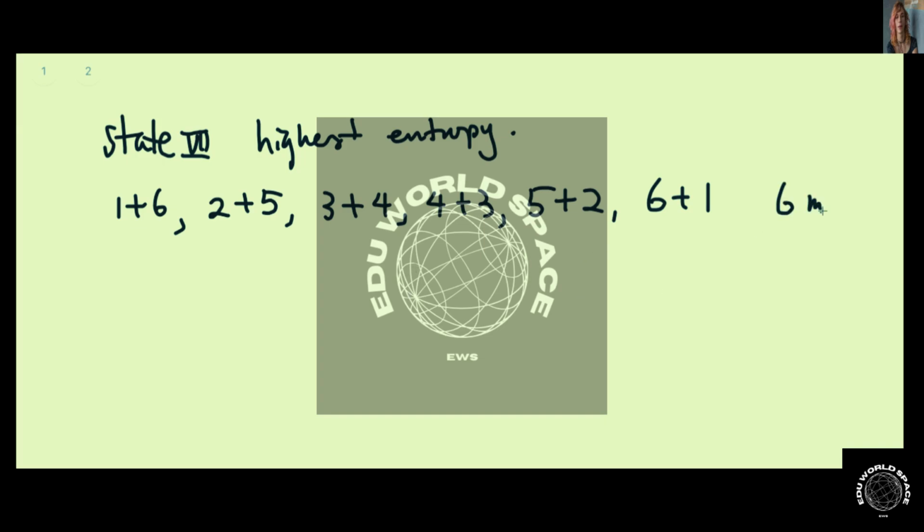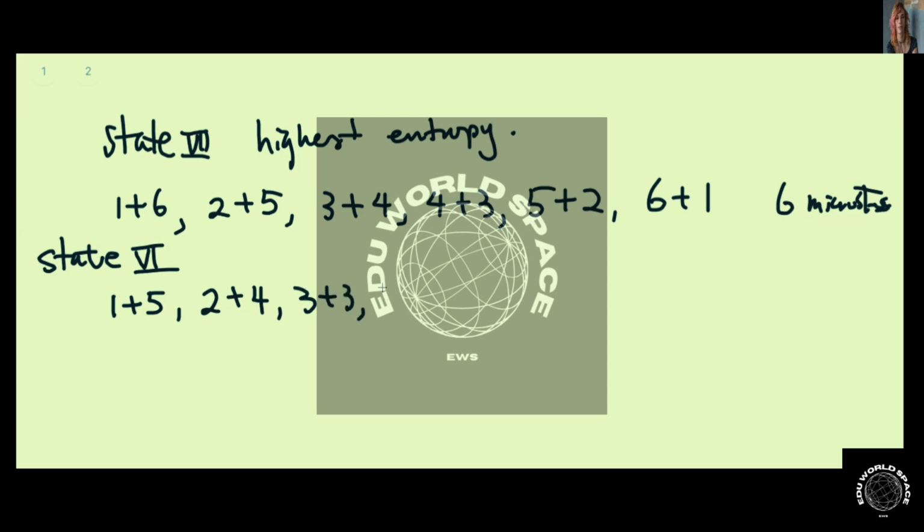So 6 microstates. And if we look at state 6, the only possibilities are 1 plus 5, 2 plus 4, 3 plus 3, 4 plus 2, 5 plus 1. So there are 1, 2, 3, 4, 5 microstates.